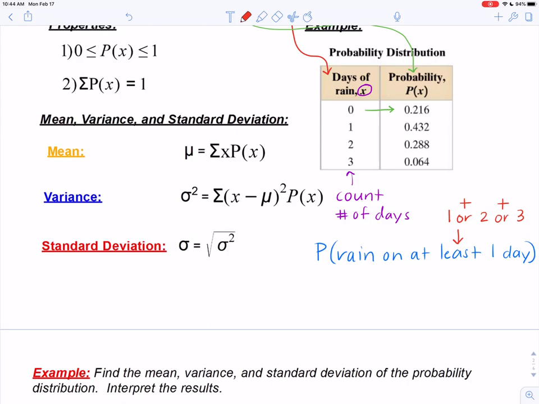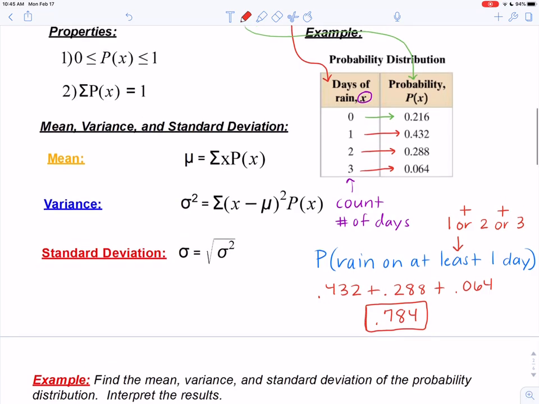So what I could do in this case is just reference my distribution, right? The probability that I'll have 1 day of rain is 0.432. The probability that I'll have 2 days of rain is 0.288. And the probability that I'll have 3 days of rain is 0.064. So to look at these in terms of at least one, I'm going to add them together. And that's going to tell me the probability that I'll have rain on at least 1 day is 0.784, or about a 78% chance.